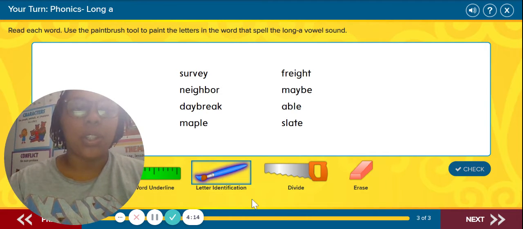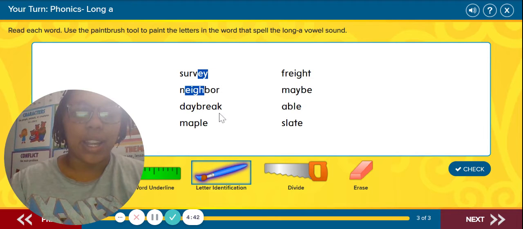Our first word is survey. What pattern do you see? That's right, EY. Our next word is neighbor. That was one of the words we practiced from our video last time. So I'm going to highlight my EIGH. Next one, a compound word, daybreak. Daybreak. I actually see two patterns. I see AY and I see EA.